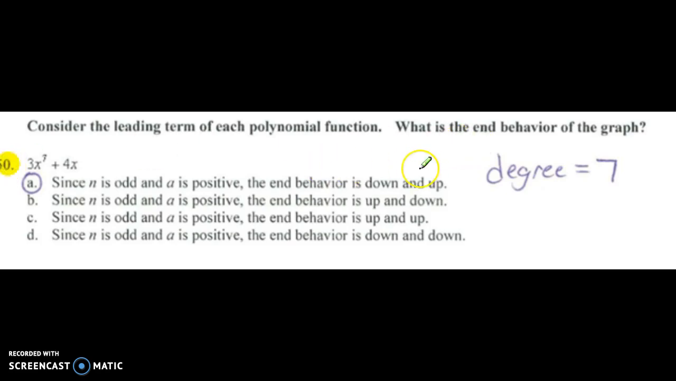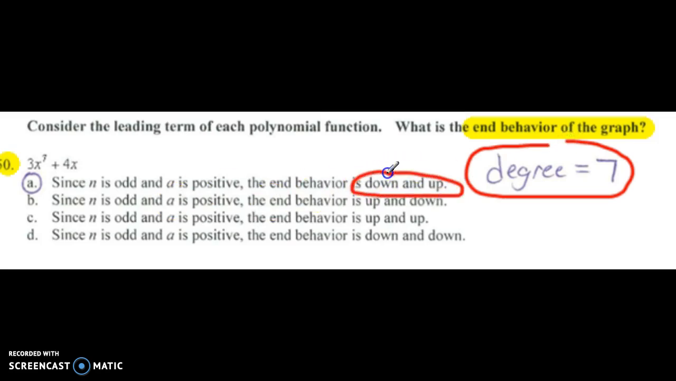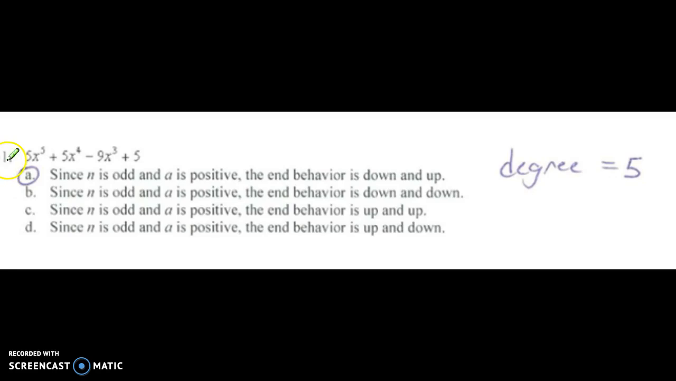In problem number 50, I want to describe the end behavior. My degree is 7. That's an odd degree. All odds start down, end up. In problem 51, my degree is 5. That's odd. Odd degrees have to be opposites. So this one starts down, ends up.